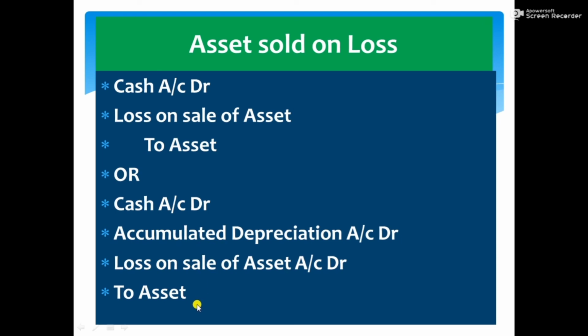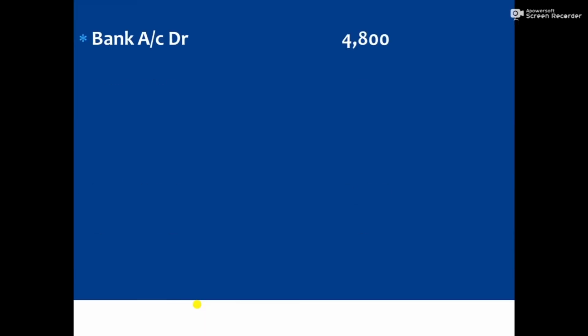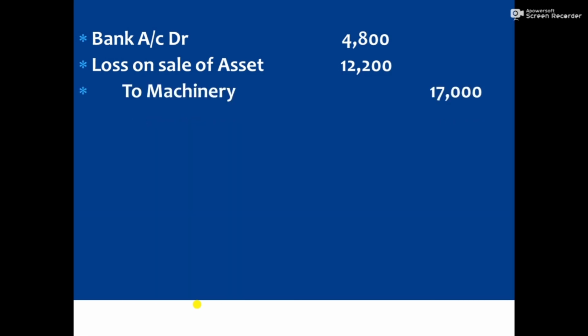Now you will see what is the journal entry to be passed for the question. Bank account debit, that is the net sale proceeds received, 4,800. The transaction resulted in a loss of rupees 12,200, and therefore P&L account should be debited, or loss on sale of machinery account should be debited, to machinery, the asset's book value, that is 17,000.